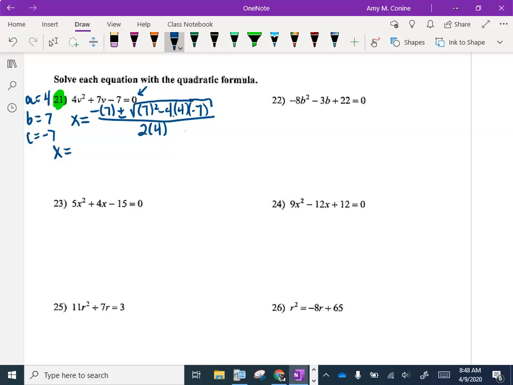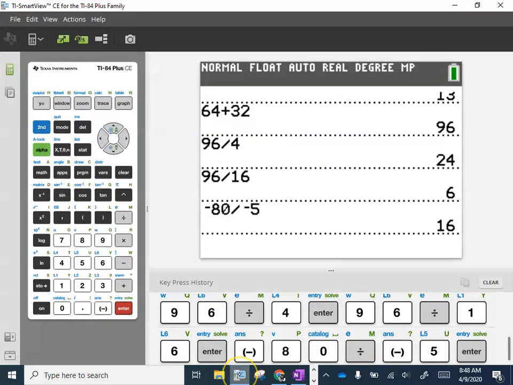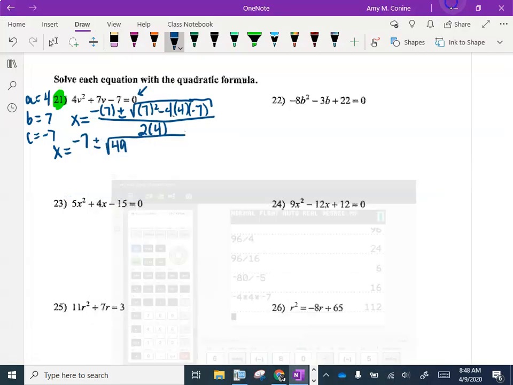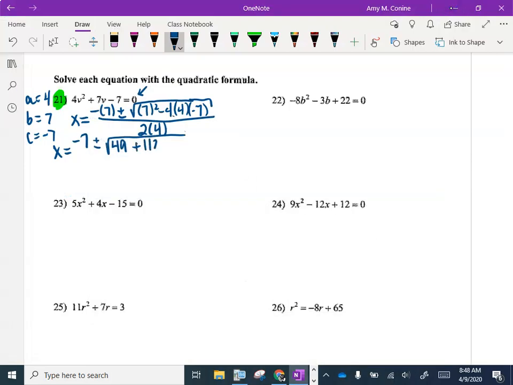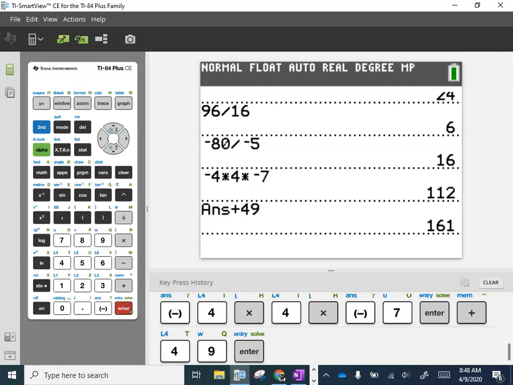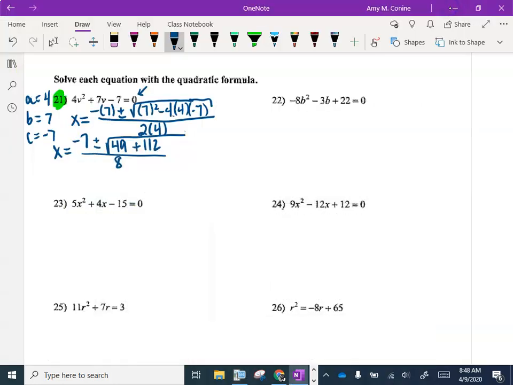So we have -7 plus or minus. We should have 7 squared, which is 49. And then we should have -4 times -7, which will give you your 112. That's a positive 112 all over 8. So we need to add the 49 to it. So go ahead and do that. So we have 161. And 161 is not a perfect square. Okay, so x equals -7 plus or minus root 161.